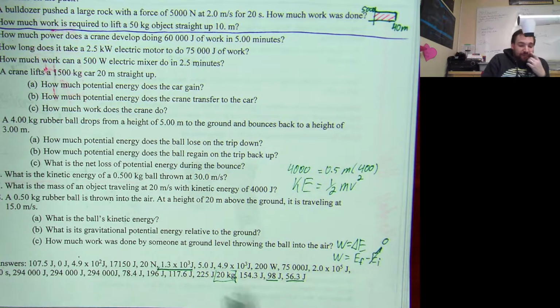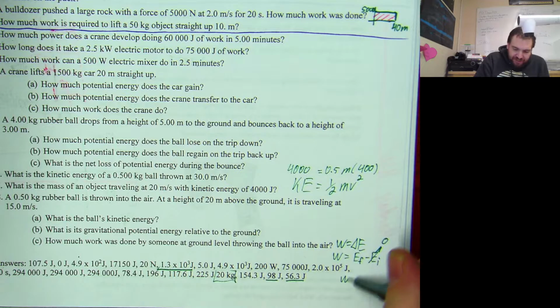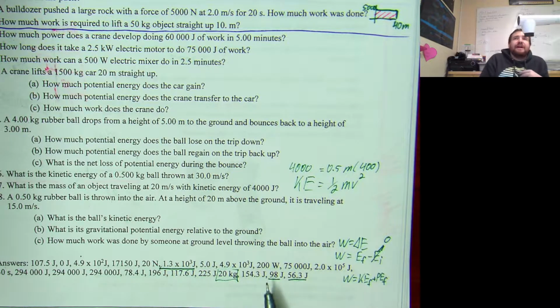Finally, though, at the end of the problem, the way it's worded, it now has kinetic energy and it has potential energy. So work is going to equal the kinetic energy final plus the potential energy final, which are these two values here. So I'm willing to bet this guy right here is actually C, this 154.3 joules. Because we take the 98 joules of potential and the 56.3 joules of kinetic, and you add those together, and that's total energy. Does that make sense?